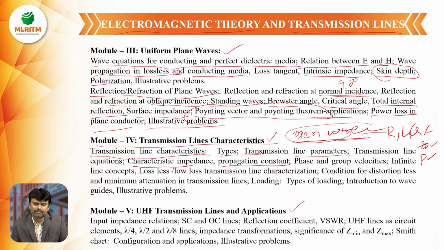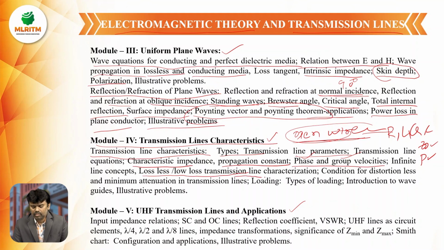What are the expressions for primary constants and what are the expressions for secondary constants? That is the propagation constant, secondary constants. How is energy transferred through transmission lines? What are the different velocities occurring in a transmission line? Phase velocity and group velocity. Next, infinite line concept. If the line is terminated with some impedance, if the line is not terminated with the impedances, so what are the concepts of this infinite line concept and how is the energy propagating without loss?